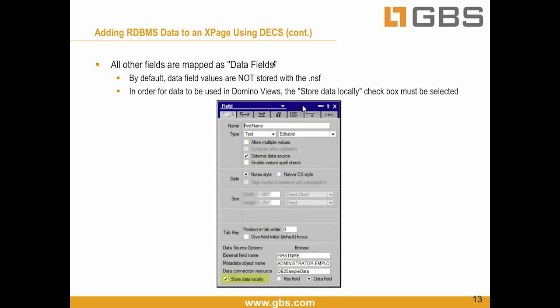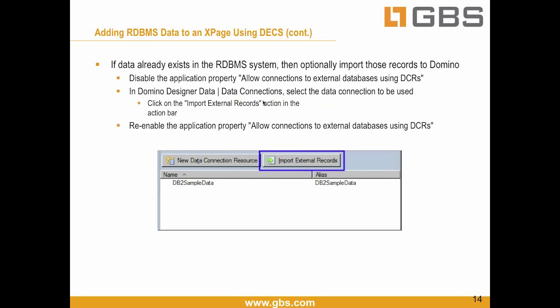So I'm going to go ahead and add the first name and the last name data fields, and I'm going to turn on the store data locally. Every other field in the form, we're going to leave that box unchecked. So using the key record, we'll actually look the rest of the data up from the relational database.